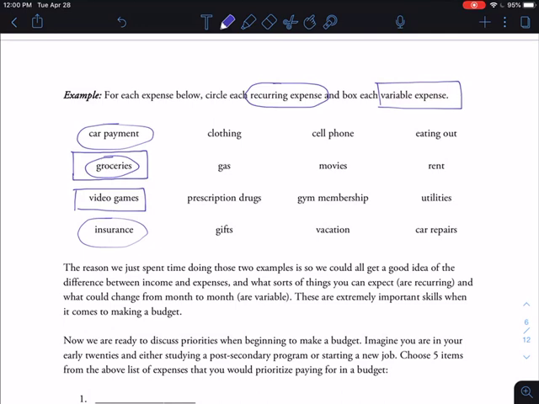Clothing. That's definitely also variable, right? So you're not going to buy the exact same dollar value of clothes every month. So that's variable. Gas. Okay, so some people drive the same route to work every day of the month, and they only drive the same places every Tuesday and Thursday and Sunday or whatever. So for them, they might have a recurring expense, okay?